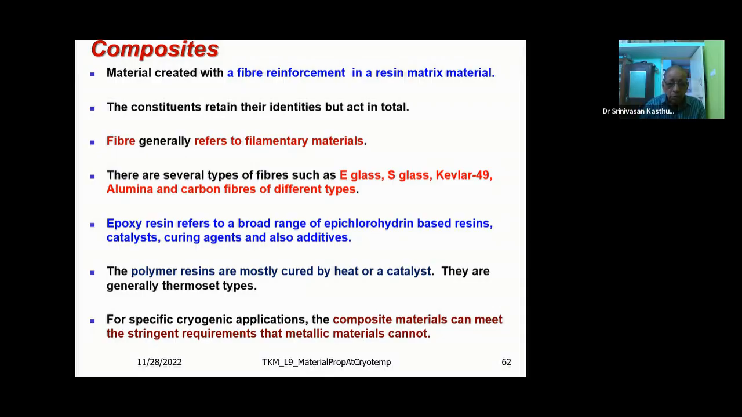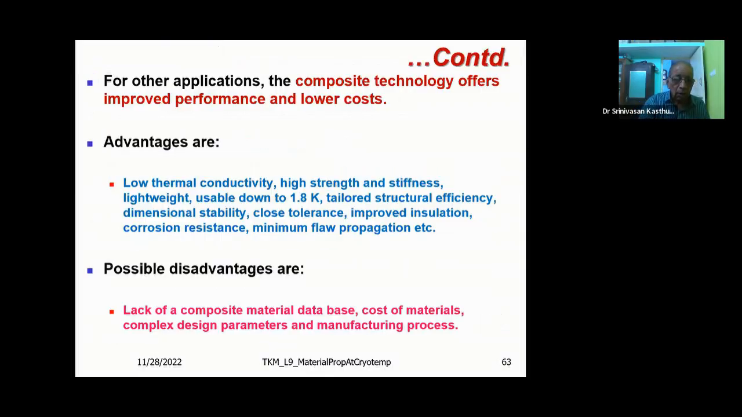The polymer resins are also mostly cured by heat or catalyst. There are also something called thermoset type. That means with the temperature, they get to a setting. Okay, composite materials many times are useful. They meet the stringent requirements that metallic materials cannot do. Now we'll see the more details.